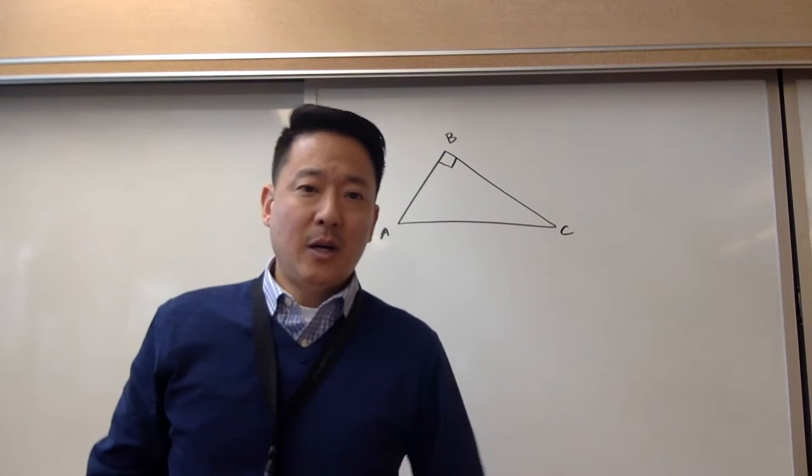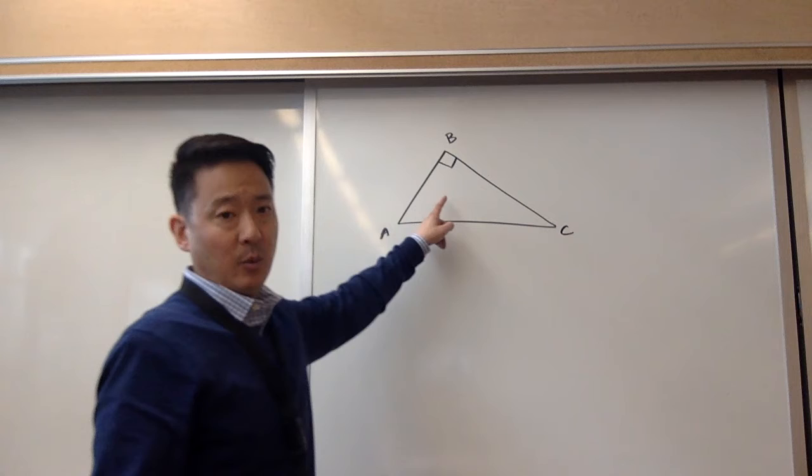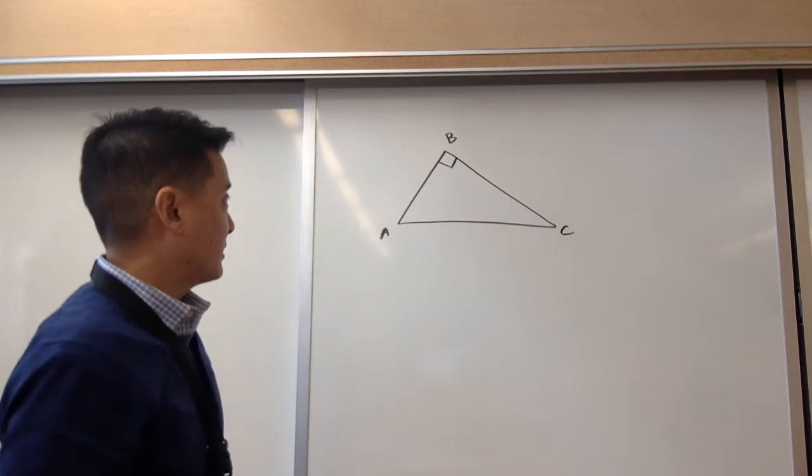This is Mr. Lee with part 2 of our video on similar right triangles. So let's say we have this right triangle, triangle ABC.